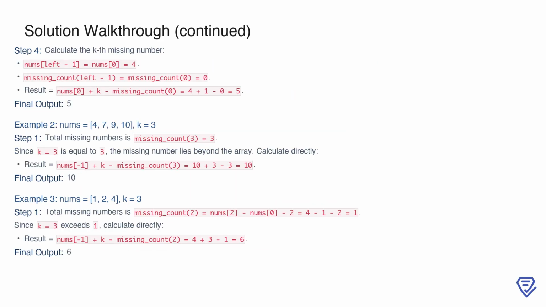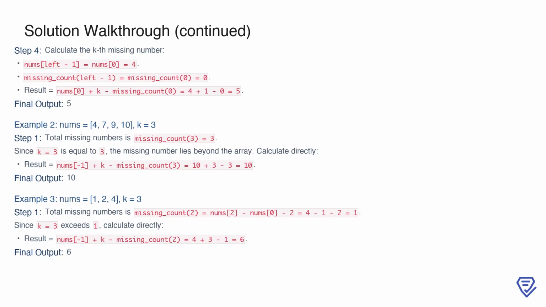Now that we've narrowed down the search, we calculate the kth missing number. Since left is 1, we look at the value just before it, which is nums[0] equals 4. The number of missing elements up to this index, missing_count(0), is 0. Using these values, we calculate the result as nums[0] plus k minus missing_count(0) equals 4 plus 1 minus 0 equals 5. So, the kth missing number in this example is 5.